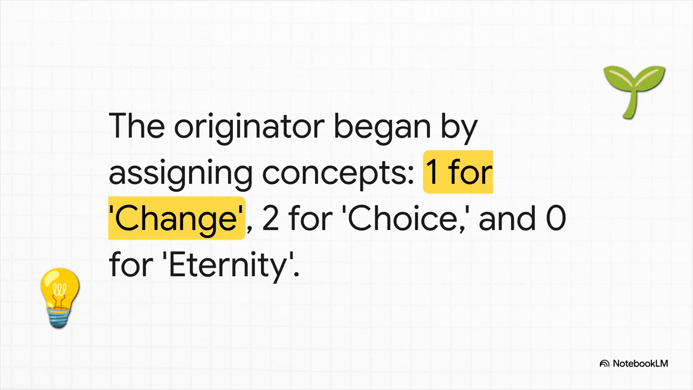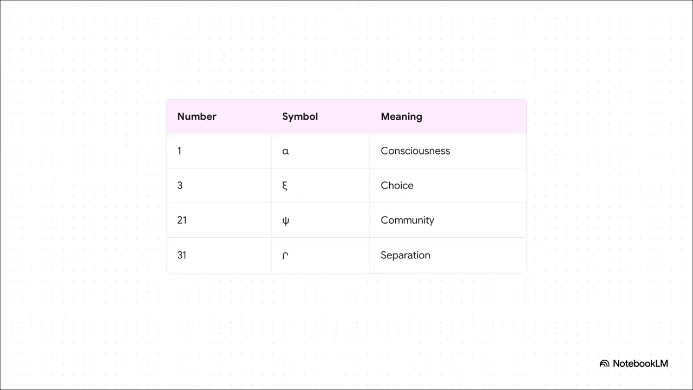The number 1, for instance, became change. The number 2, which drives so much of the pattern, became choice. And the number 0, which forms the axes that ground the entire grid, well, that became eternity. And from that tiny seed, a whole philosophical language started to grow. The ideas got more refined. Change, tied to the number 1, eventually evolved into consciousness with the symbol alpha. Choice got mapped to the number 3. And as you can see here, the system just kept expanding into a 32-part ontology, where huge concepts like community and its exact opposite, separation, are all grounded in the fractal's own logic.